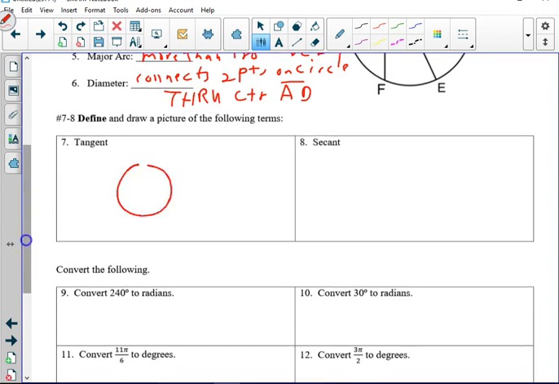Okay, a tangent is a line. A horribly drawn tangent. It's a line that just touches a circle at one point.